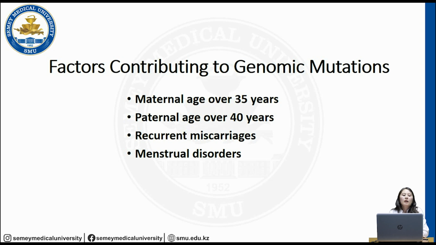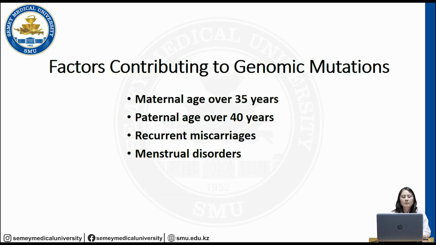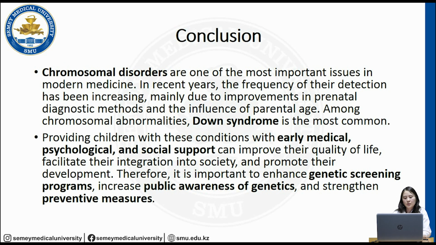So here are the factors contributing to the genomic mutations. These are the maternal age over the 35 or paternal age over the 40, recurrent miscarriages, and menstrual disorders. So, conclusion. Chromosomal disorders are one of the most important issues of the modern medicine. In recent years, the frequency of the detection has been increasing, mainly due to improvements of the prenatal diagnostic methods. And among chromosomal abnormalities, Down syndrome is the most common.